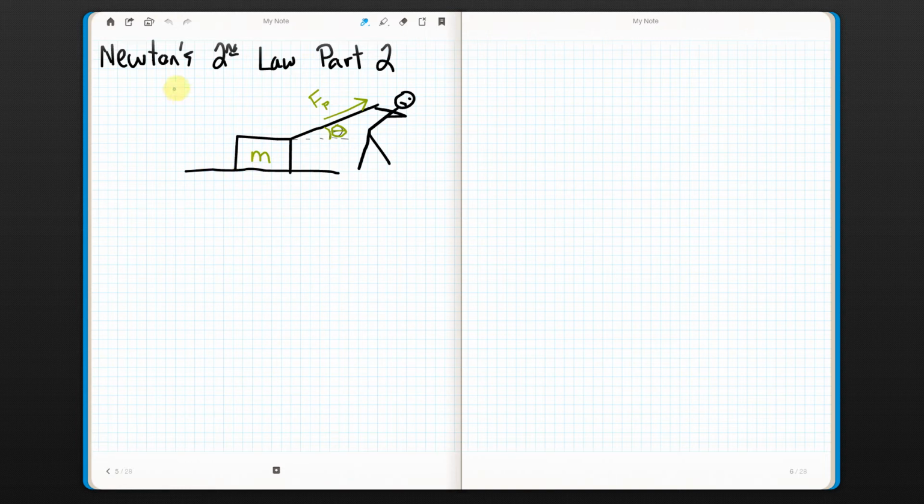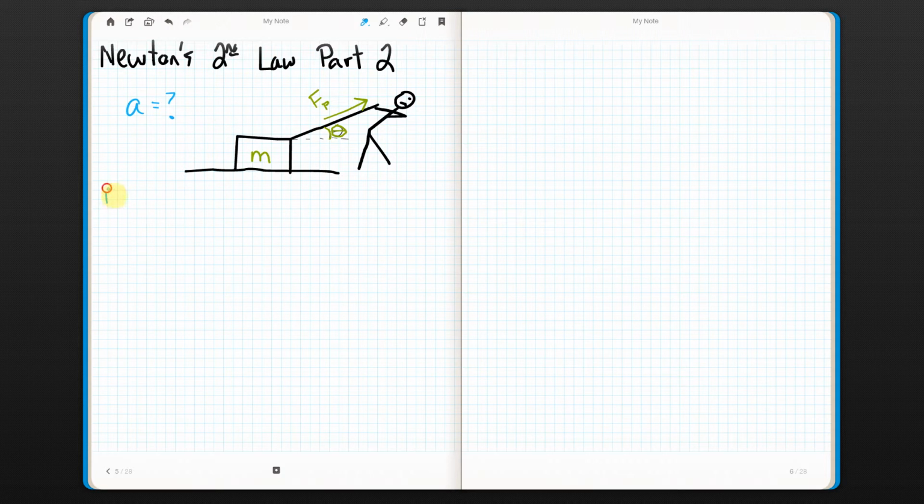Okay, so now we're going to do Newton's second law part 2. This is what you do with a problem where all the forces are not in exactly x and y directions. So I've got a person trying to pull a heavy box across a frictionless floor. They're pulling with a force Fp, and I want to know what is the acceleration of the box.